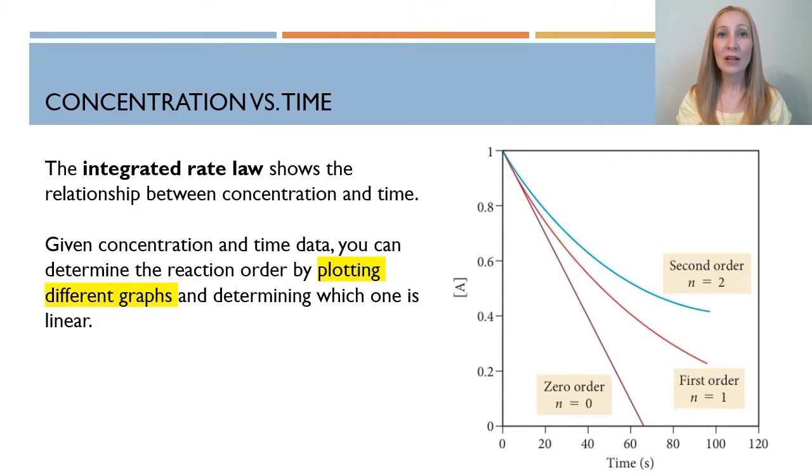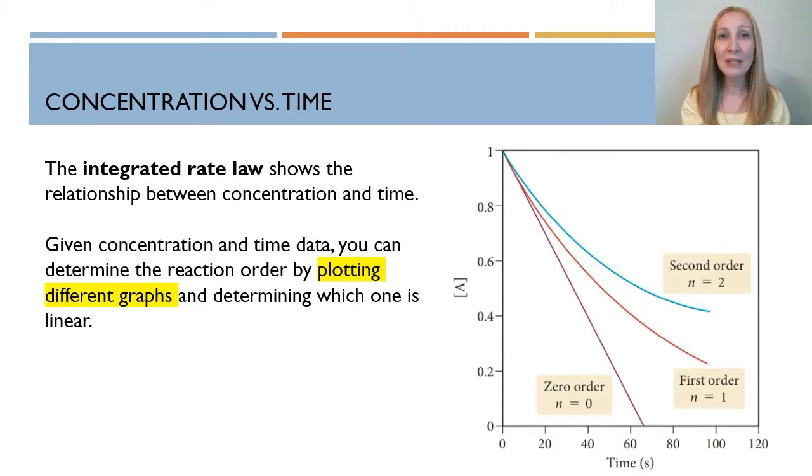So if we show that comparison on a graph, we would have concentration on the y-axis and time on the x-axis, like you see that. If we were to plot out different concentrations at different times, we would have a zero order reaction that would be linear, and then a curved relationship for a first order and second order reaction.